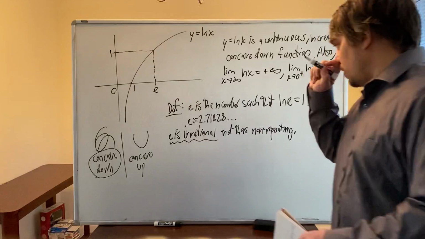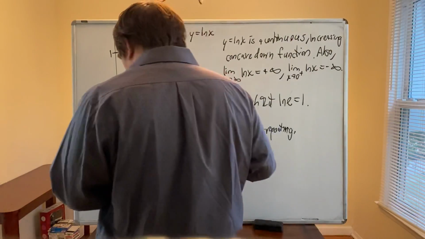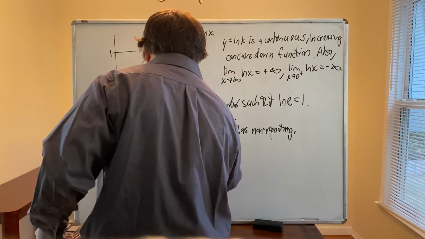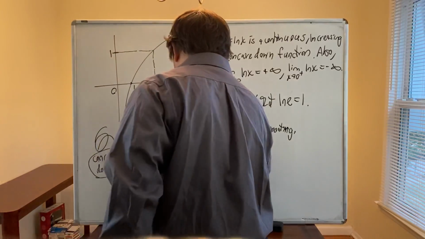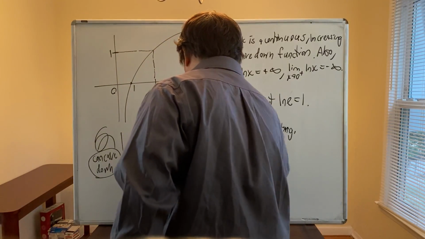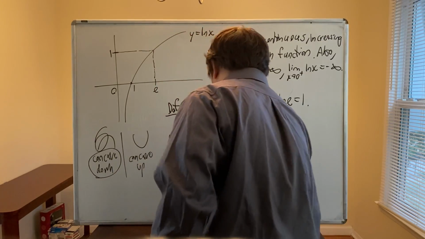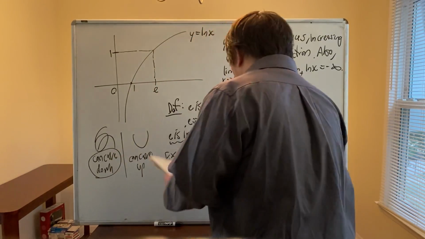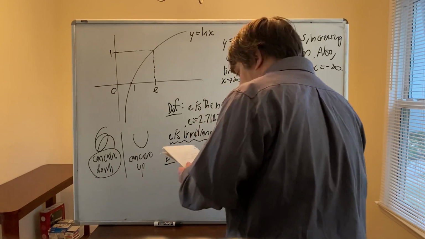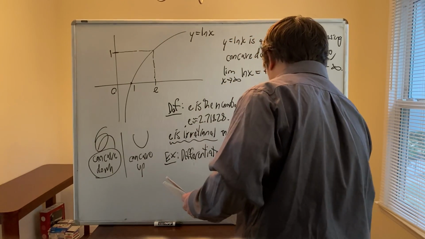E is a number such that ln of e is 1. Example, differentiate y equals ln of x cubed plus 1.